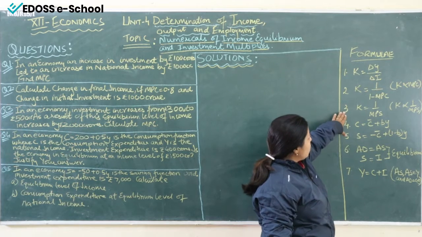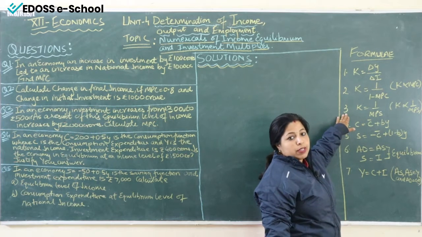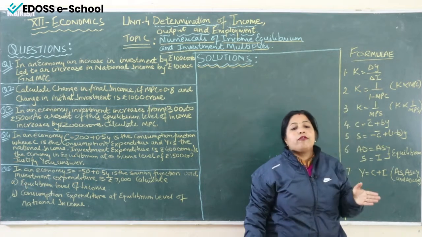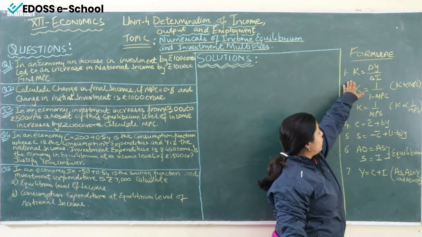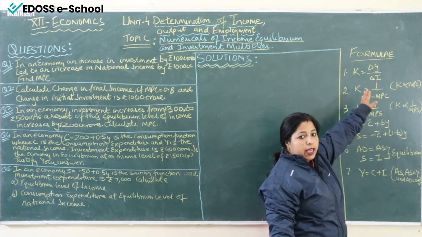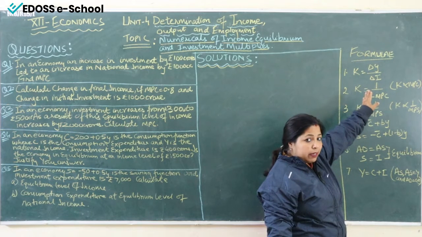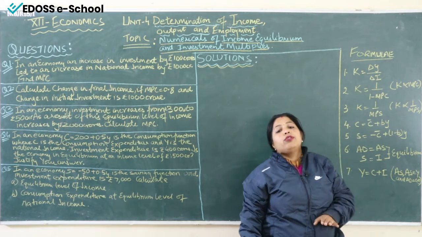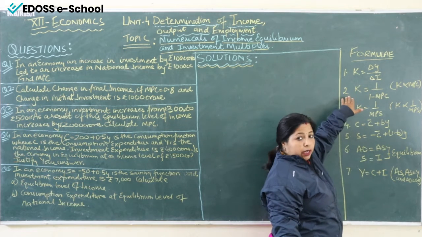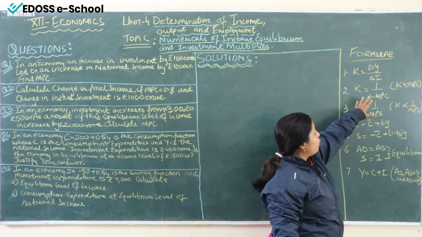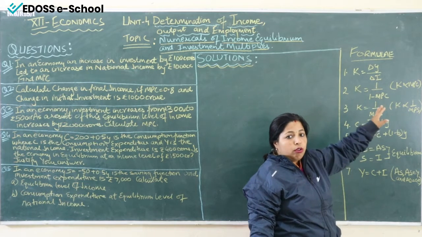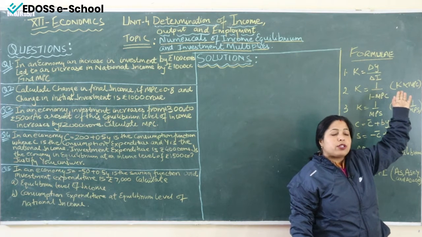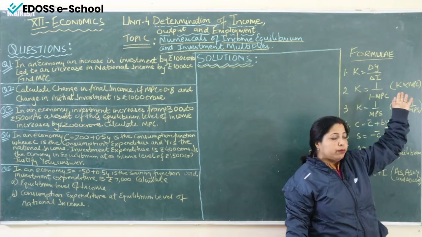Here are the formulas. These are the three formulas of investment multiplier. As you all know, investment multiplier is written as alphabet K. So, there are three formulas of investment multiplier. First, K is equal to delta Y upon delta I, that is change in income upon change in investment. As you all know, investment multiplier is the process of change in income due to change in investment. Second formula, investment multiplier is equal to 1 upon 1 minus MPC. As you all know, investment multiplier has a direct relationship with MPC, that is marginal propensity to consume.